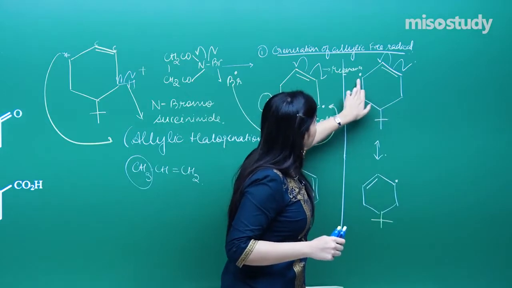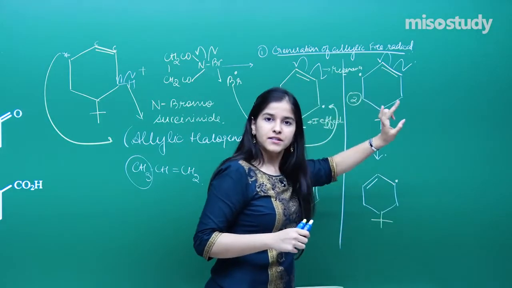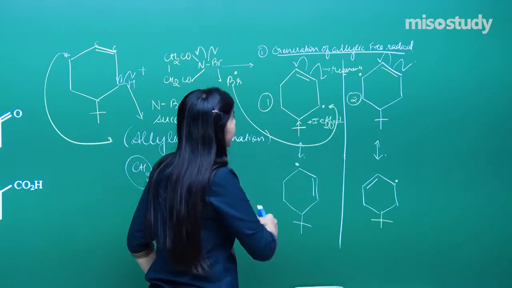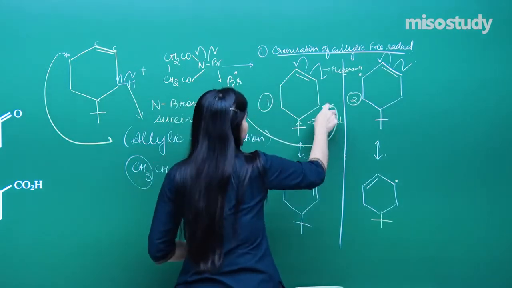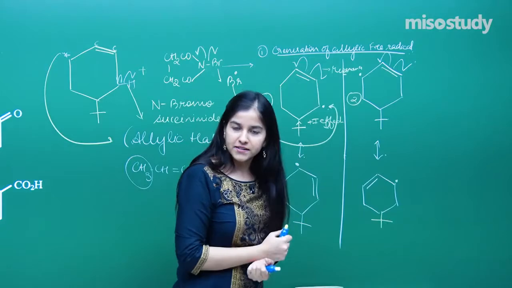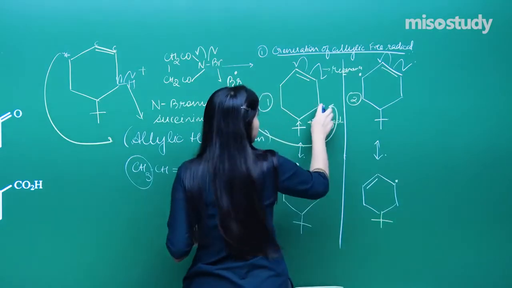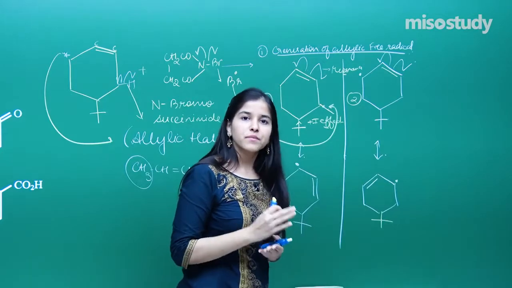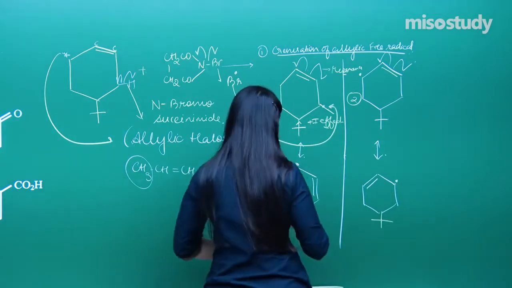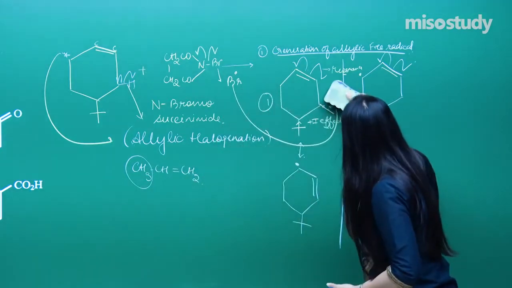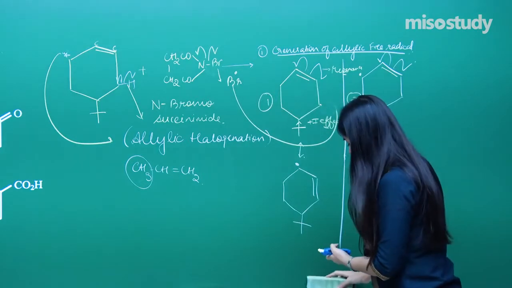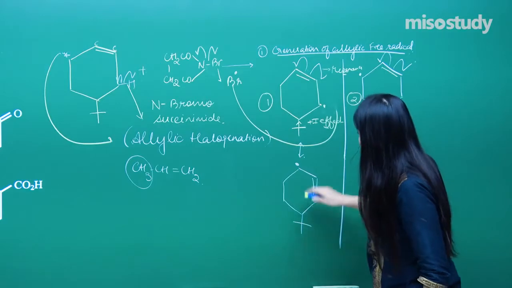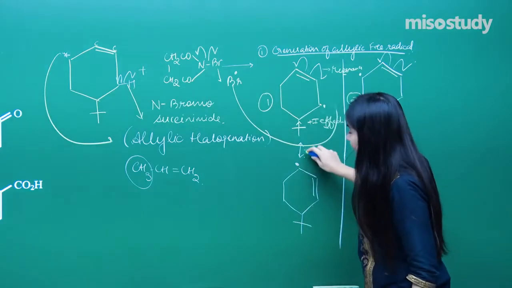And over here there is only stabilization through resonance. That means this is the more predominant product, and what we get here is the attachment of Br, and finally my resultant product will be over here. The bromine will be attached over here. Or I can say, if I consider the free radical formation and its stabilization, the bromine might get attached over here.